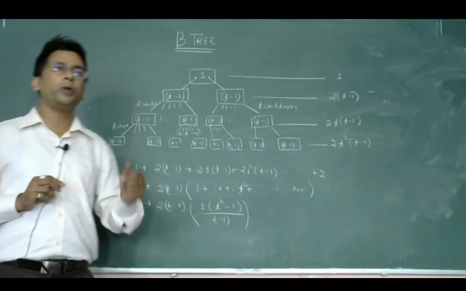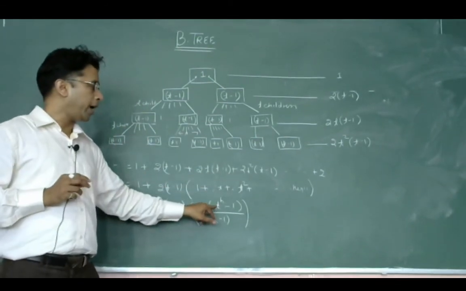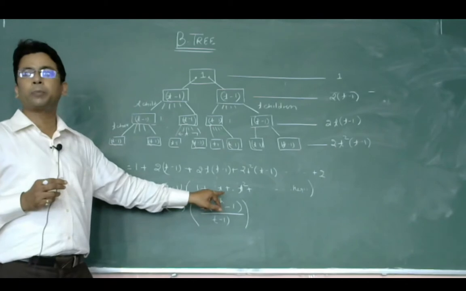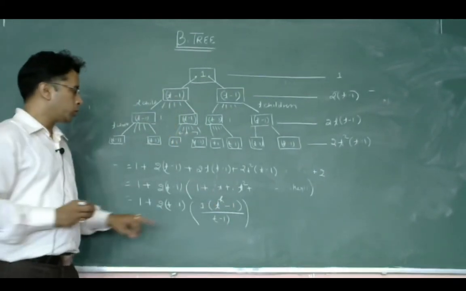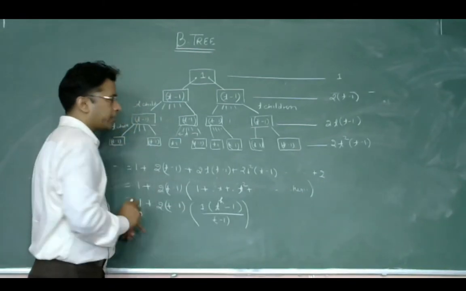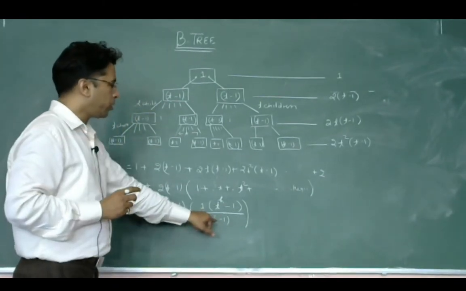The levels are 0 to h minus 1, so r raised to the power n is t raised to the power h. So 1 into t raised to the power h minus 1 upon t minus 1.